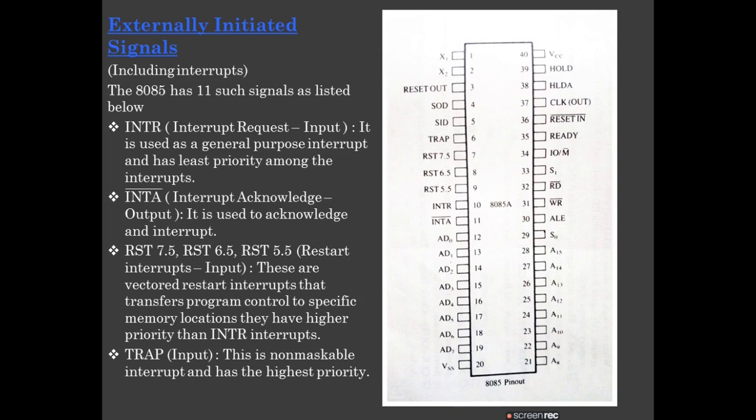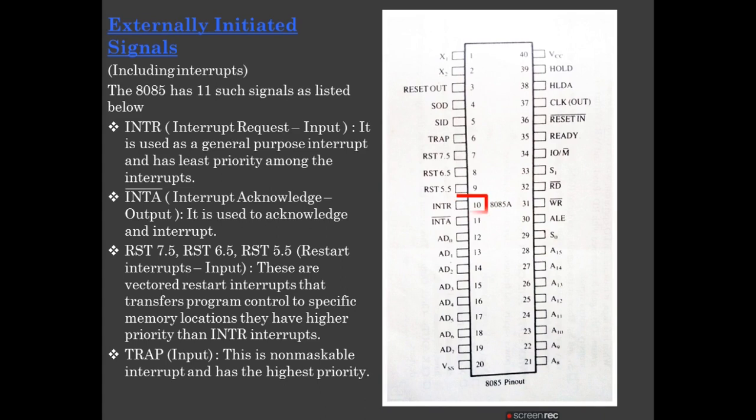A vectored interrupt means the interrupt address is known to the processor, and a non-vectored interrupt means the interrupt address is not known to the processor. A maskable interrupt means we can disable the interrupt by writing some instructions to the program. A non-maskable interrupt means we cannot disable the interrupts by writing some instructions to the program.